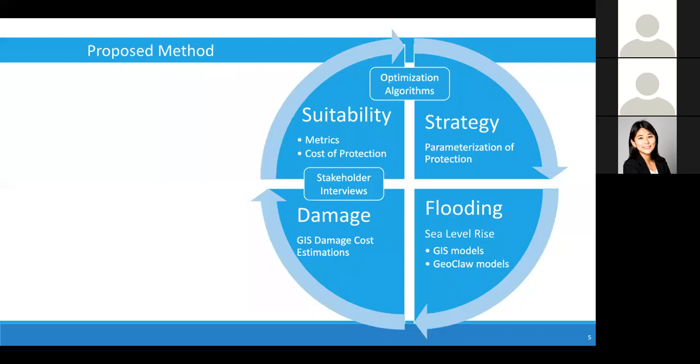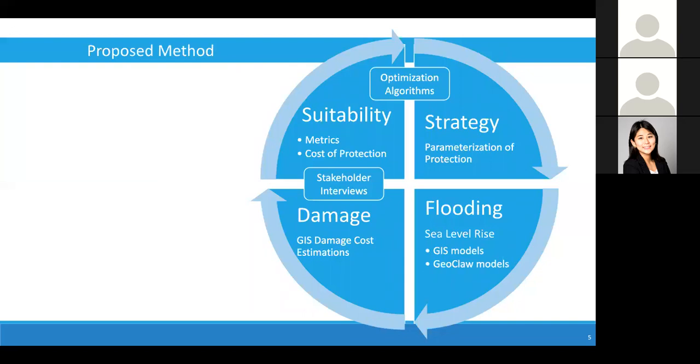First, we will start with parameterization of protective measures, and based on those strategies, we're going to compute the flooding, accounting for sea level rise. We have two models here, GIS and GeoClaw. We will discuss in detail later.